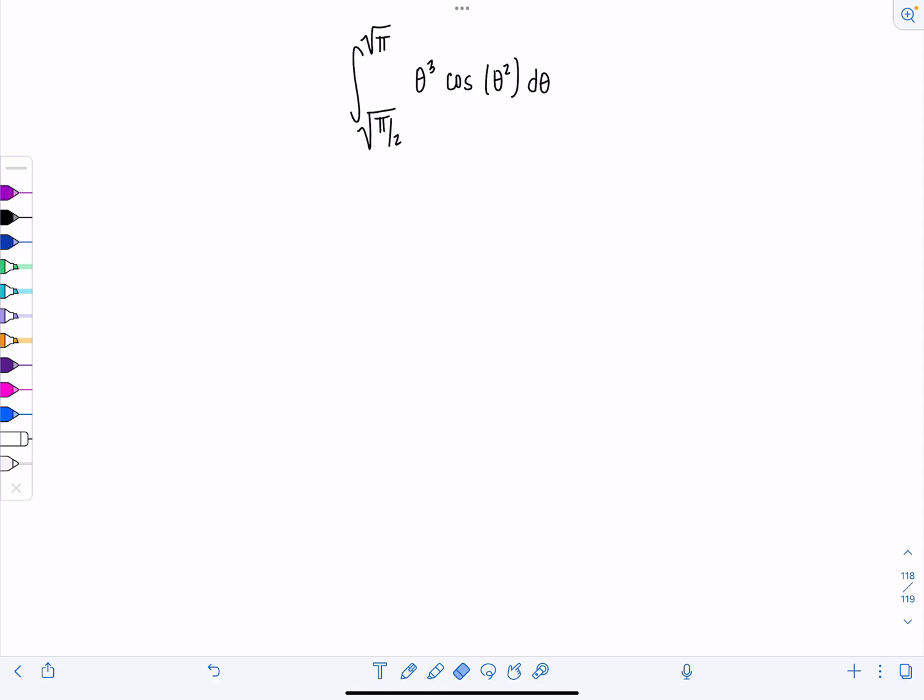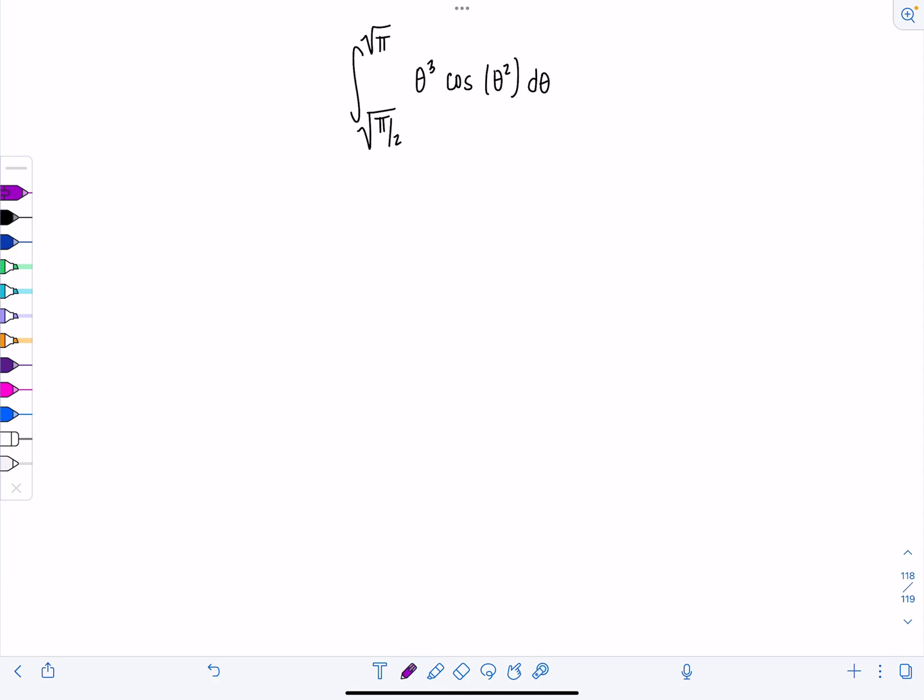First off, I'm noticing I have a composition of functions. I have cosine of theta squared. And since we're going to make a substitution first, seems like that's going to be a natural choice for our substitution. I'm just going to let, in this case, t be theta squared. Why t and not u? Because I'm feeling like we're going to have to do by parts next.